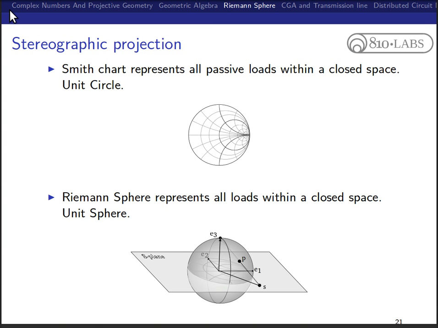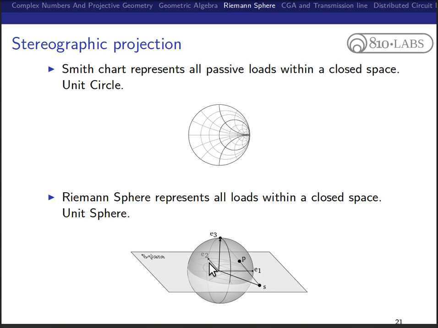Okay, so similarly, the Riemann sphere is going to represent all loads, not just passive ones within a closed space, the unit sphere. So what we're going to have to do is take our plane here, which I'm going to label the S plane, or reflection coefficient plane. It's called S because it's going to be like S parameters. And we're going to map this plane onto the surface of this ball onto a point P.